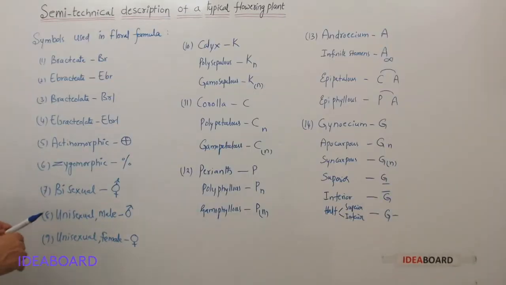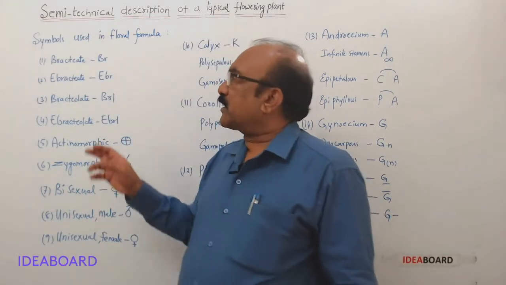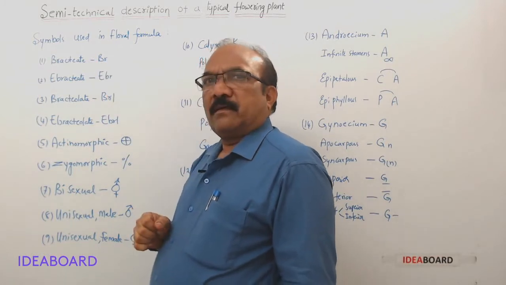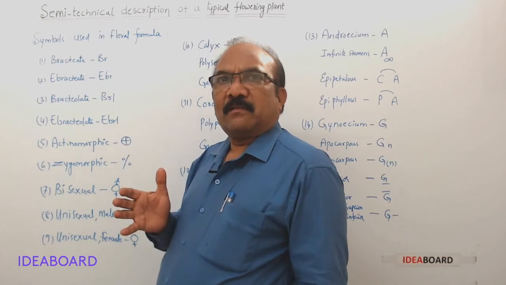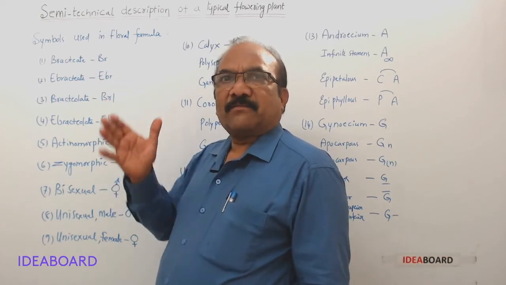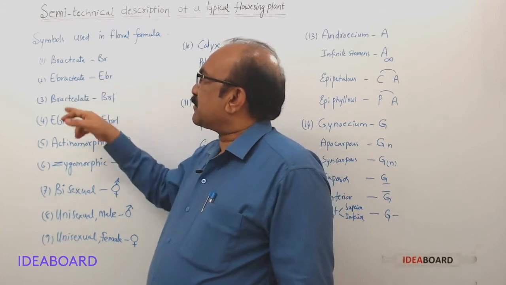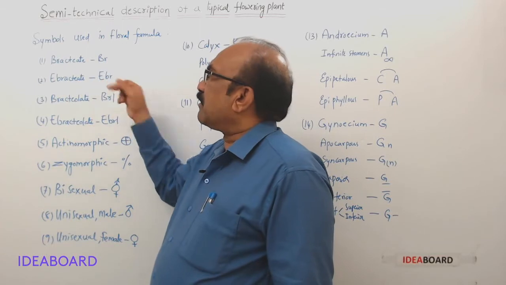So let us discuss now the symbols that are used in the floral formula. When the flower is with bract, we describe the flower as bracteate, and the symbol for that is Br. The bract is present on the peduncle. What is the peduncle? The axis of the inflorescence. And suppose the bract is absent, then the flower is described as ebracteate, and the symbol is EBr.